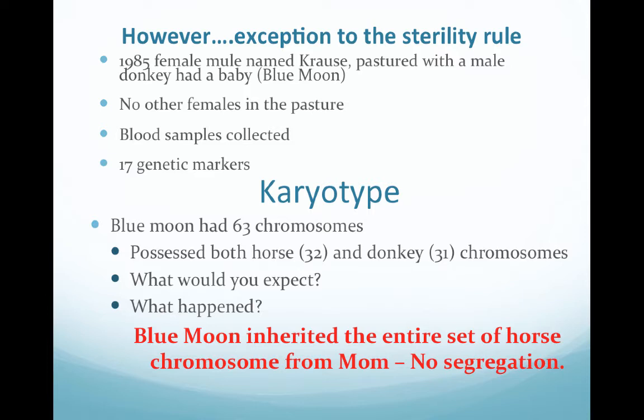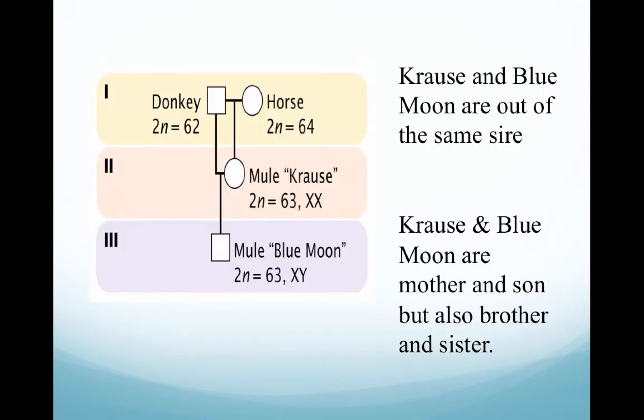So what ended up happening is Blue Moon inherited the entire set of horse chromosomes from her mom, and no segregation took place. So the chance of that happening is really once in a blue moon. That's why she got her name. Blue Moon then had Krause because she was fertile, and so it gets a little bit gray, but Krause and Blue Moon essentially are out of the same sire, and they are also mother and son, but in kind of an odd way, they're also brother and sister because they're out of the same sire. So that gets to be a little bit of a conundrum as well.